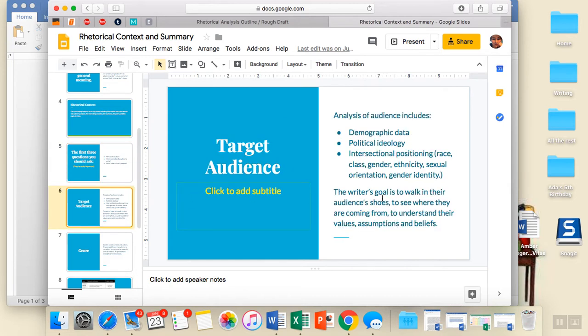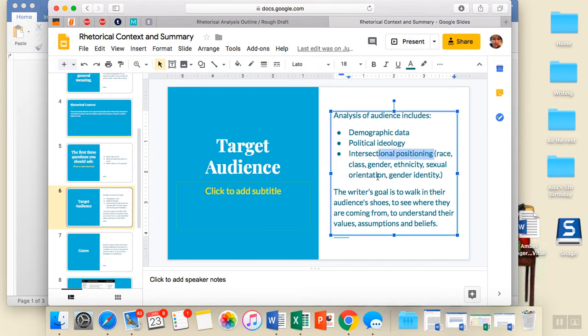Also, you should be thinking about their target audience, the demographic data of their audience, and the political ideology. When I say intersectional positioning right here, what I mean is, who do you imagine the race, class, gender, ethnicity, gender expression of the audience to be, and where do those categories intersect? So you really want to be thinking about who they try to gauge the article for, because obviously they do have a target audience in mind. That's another thing you want to think about.